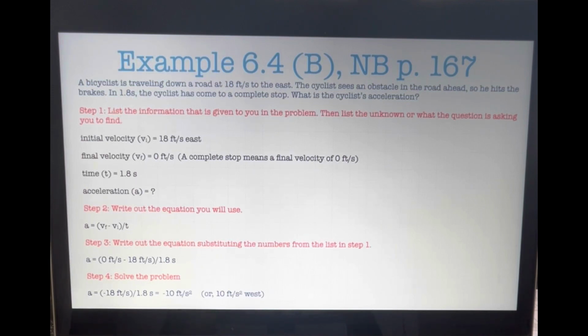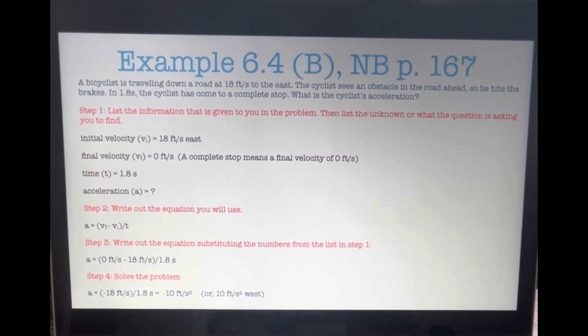Well, what does that answer mean? When we subtracted 18 from 0, we got negative 18. When we divided that number by 1.8, the negative sign stayed around. What does a negative acceleration mean? Well, it tells you about the direction of the acceleration. The bicyclist slowed down. That means that acceleration is in the opposite direction as the velocity. That's what the negative sign means. It is reminding you that the cyclist slowed down, making the acceleration opposite of the velocity.